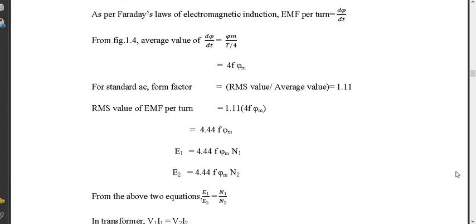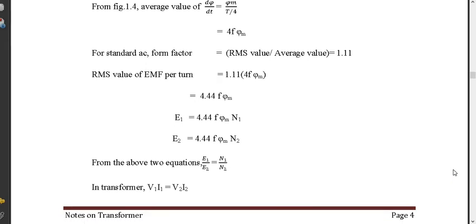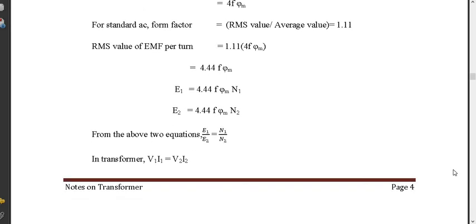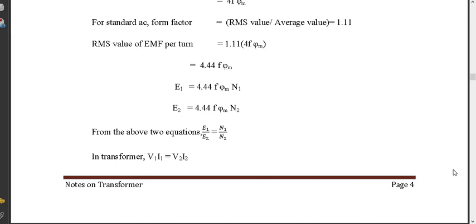If I now multiply this EMF per turn value by primary turns, I'll get EMF of primary, and if I multiply this by N2, I'll get secondary induced EMF. So E1 is equal to 4.44 f phi m N1, and E2 is equal to 4.44 f phi m N2. If I divide the first equation by the second equation, I get E1 by E2 is equal to N1 by N2.